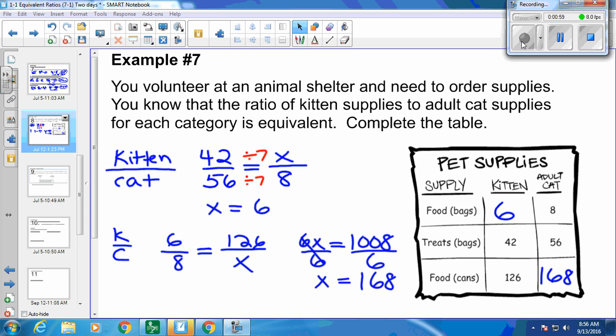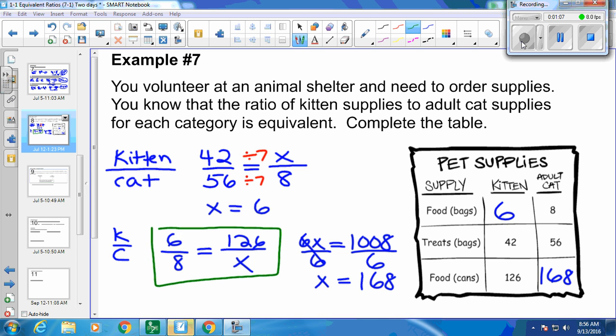For the second one, I'm showing you that I did use cross multiplication to solve. I set up my proportion of 6/8 equals 126/x. Then I used cross multiplication by multiplying 6 times x and 8 times 126 to get 1008. Divide both sides by 6 to get 168 cans of adult cat food.